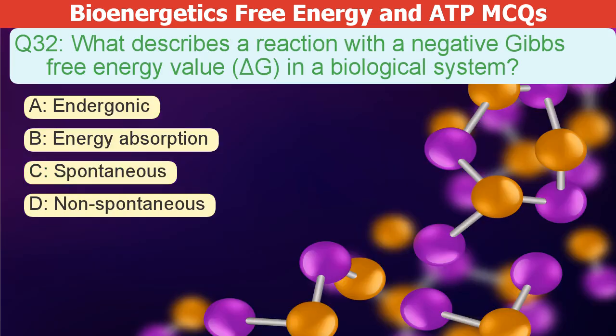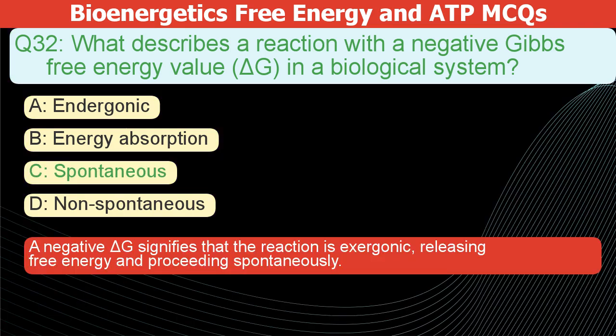What describes a reaction with a negative Gibbs free energy value, delta G, in a biological system? A. Endergonic. B. Energy absorption. C. Spontaneous. D. Non-spontaneous. The correct answer is C. A negative delta G signifies that the reaction is exergonic, releasing free energy and proceeding spontaneously.